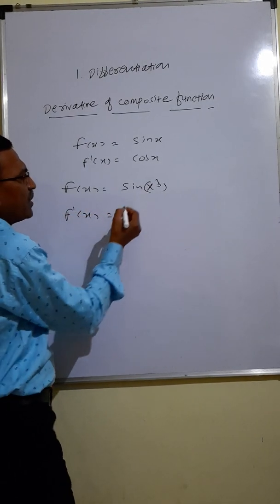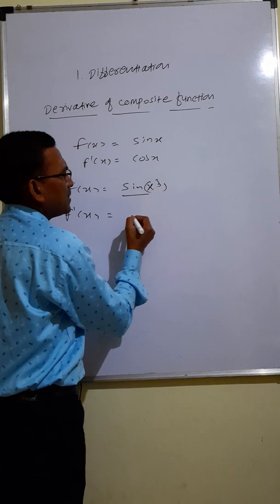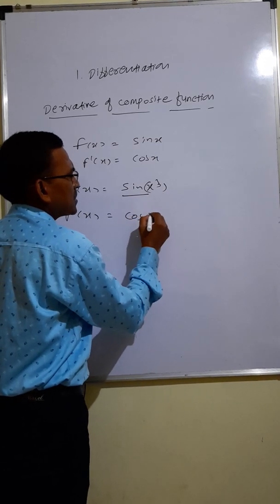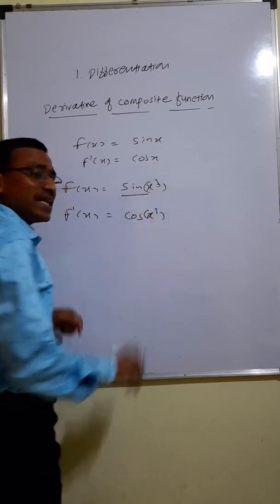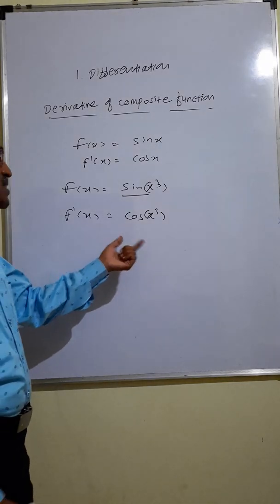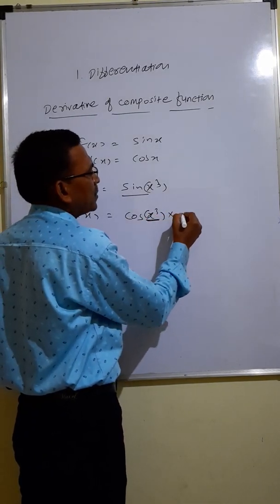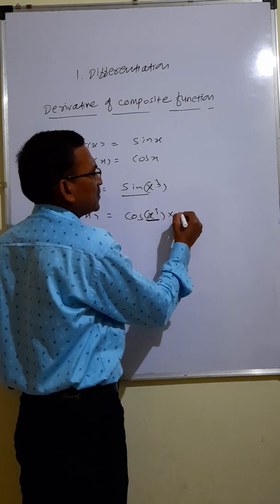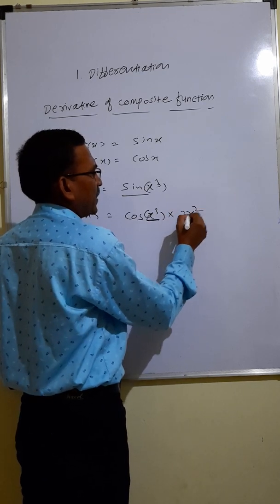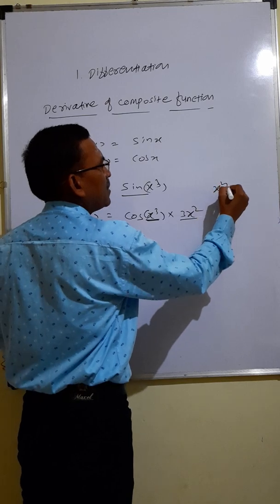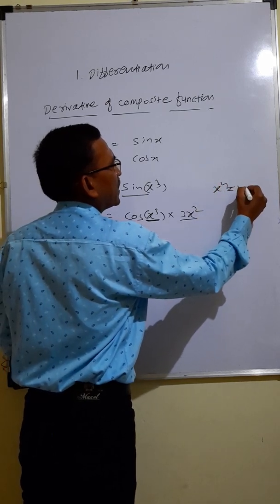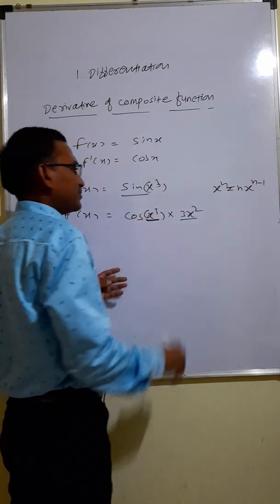f dash x equal to the derivative of sine, which is cos x cube. Derivative of sine x cube is cos x cube first, and then the derivative of this x cube is 3x square, by using the formula for x raised to n, n into x raised to n minus 1.